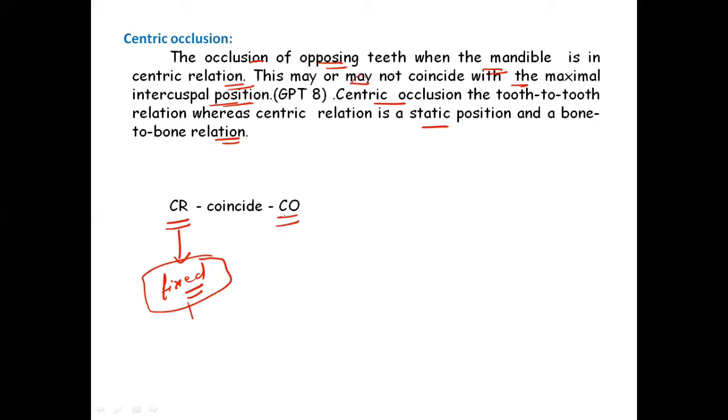Now we will discuss centric occlusion. So what is centric occlusion? Basically, it is the tooth-to-tooth contact, simultaneous contact of teeth, right? That means centric relation is a bone-to-bone relationship and centric occlusion is a tooth-to-tooth relationship.